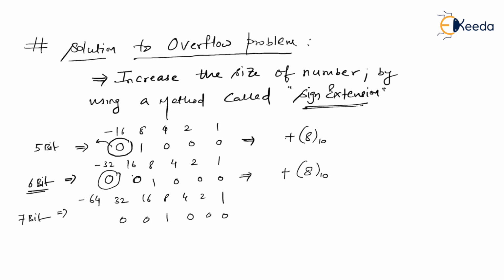And since I want to increase the size of the number by one more bit, you have to observe what was the previous MSB. Previous MSB was 0, so you have to extend it with the help of sign bit only. So still I'm writing 0 only here, and still you are getting positive 8 to the base 10. As you can see, you are increasing the size of number, but you are not changing the value of number. I hope you understand the difference between size of number and the value of number. The value is positive 8 throughout, isn't it?